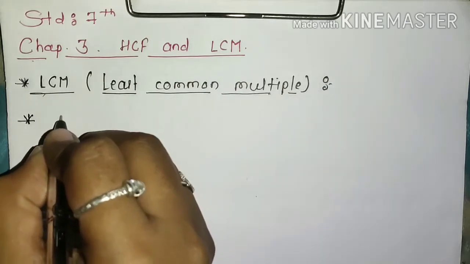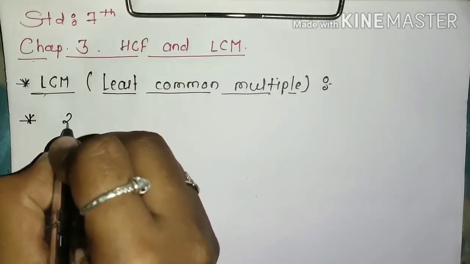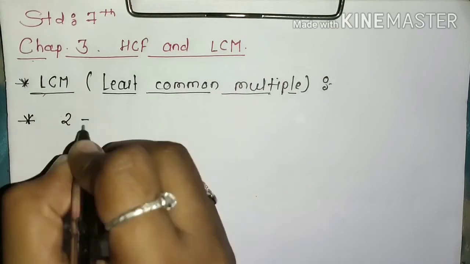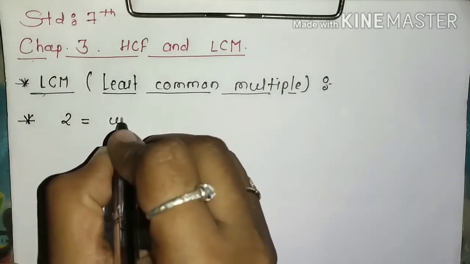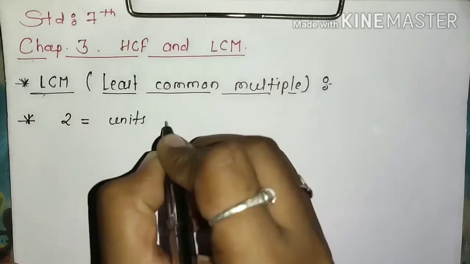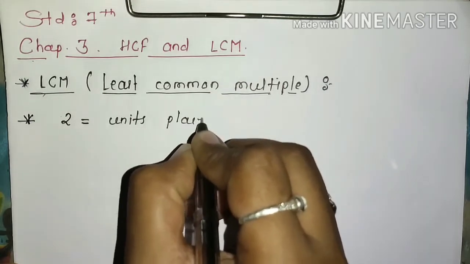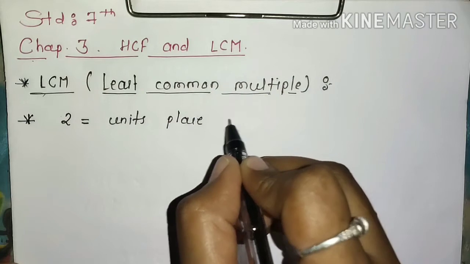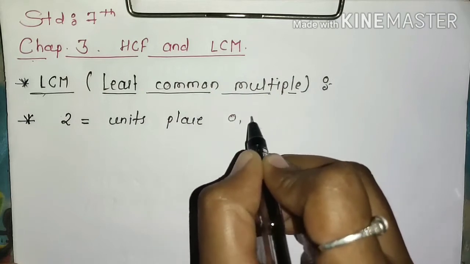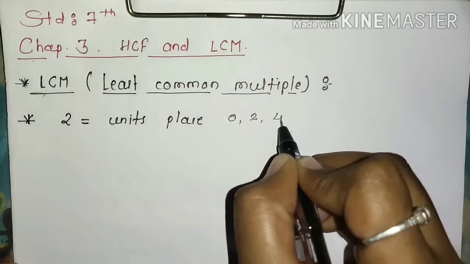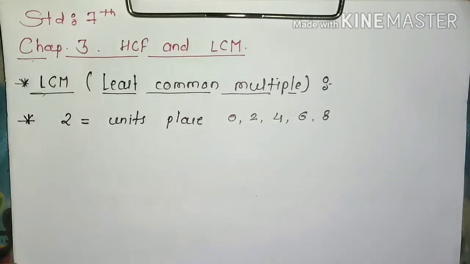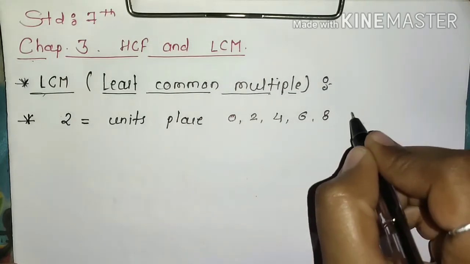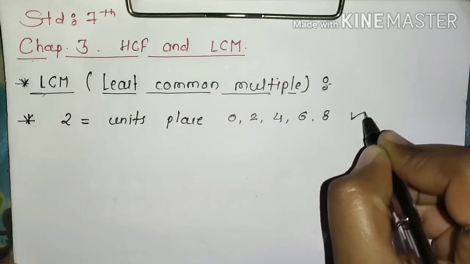So the first divisibility test is the divisibility test of 2. What is the divisibility test of 2? If the unit place of the given number has the digits 0, 2, 4, 6 or 8, then the given number is divisible by 2.